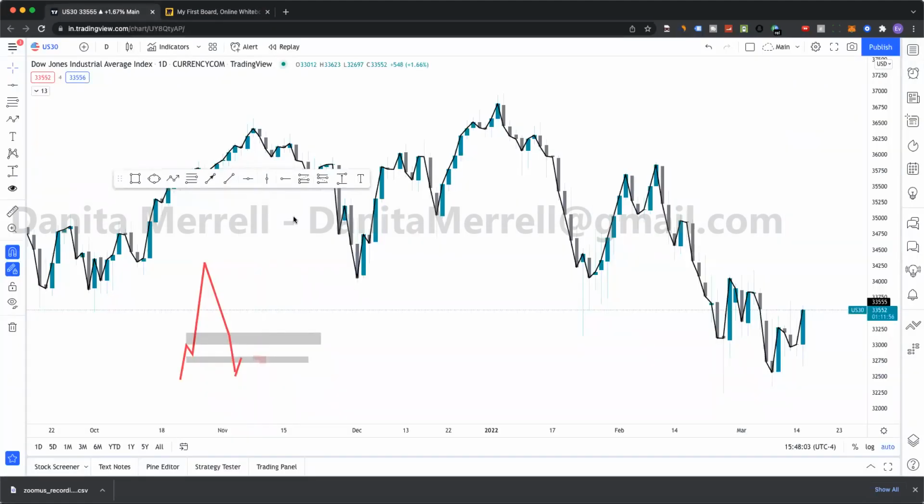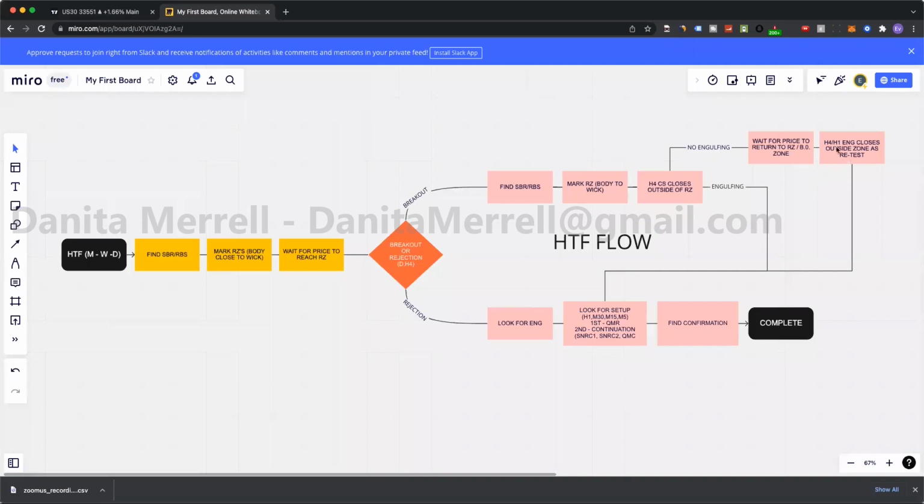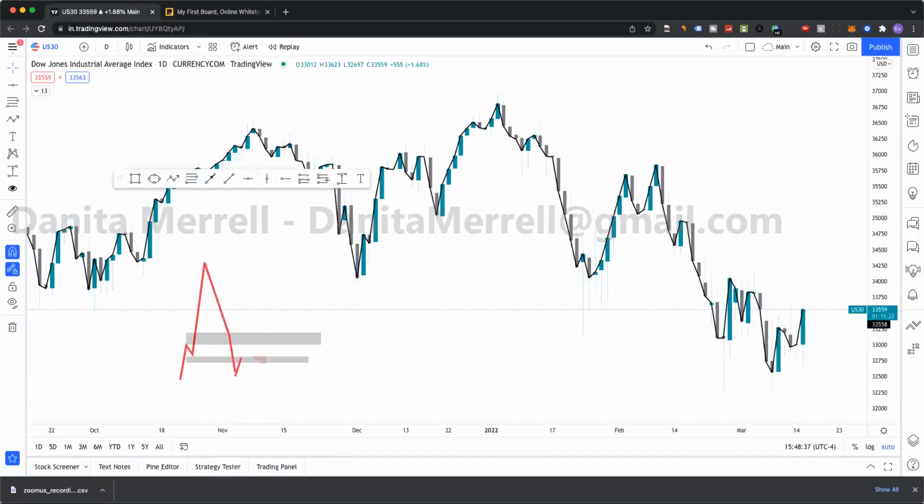So at this point, if we had no engulfing at this level, we'd wait for price to come out and then form the engulfing, and then look for the trade with confirmation and all that. So we'd wait for the zone to retest again with an H4 or H1 engulfing, and then we'd come back down and look for our setups, continuations, first QMR, find confirmation, and complete the trade. Okay, so that's how that would work.